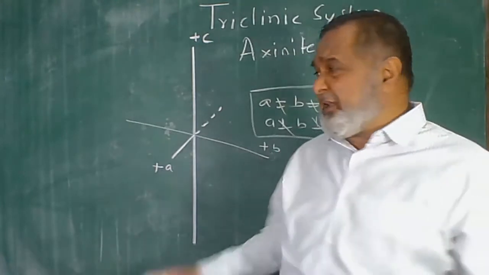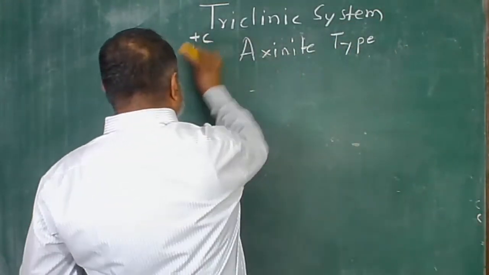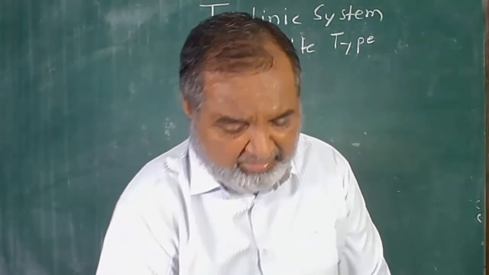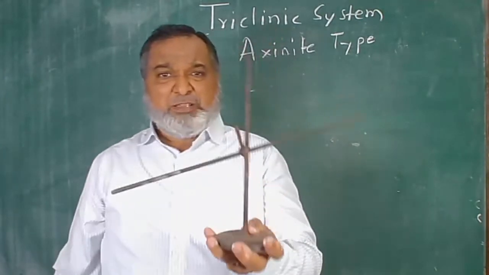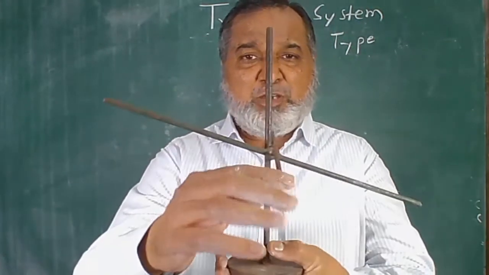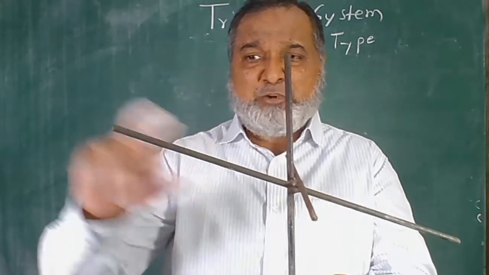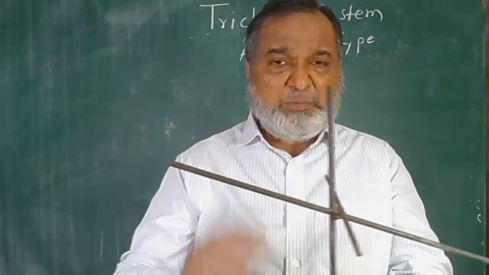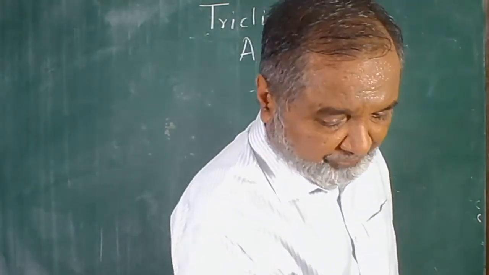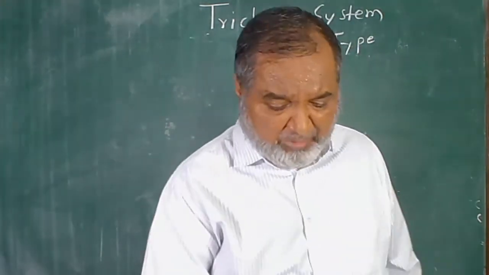Now the peculiarity about this system is, I'll show you one model. Yes, this is the model. So the A axis runs from front to back, you are the observer. From your side, A is going upward, B is going upward on this side, and C will be there. So all three are inclined, and here the variation is there about the axes.